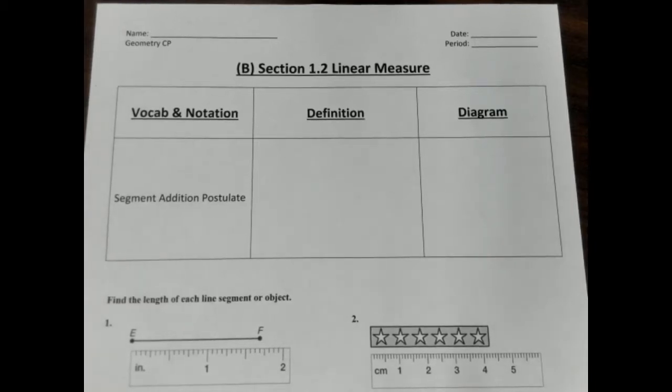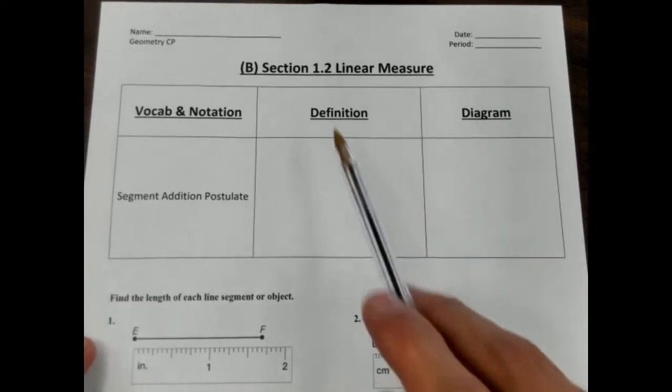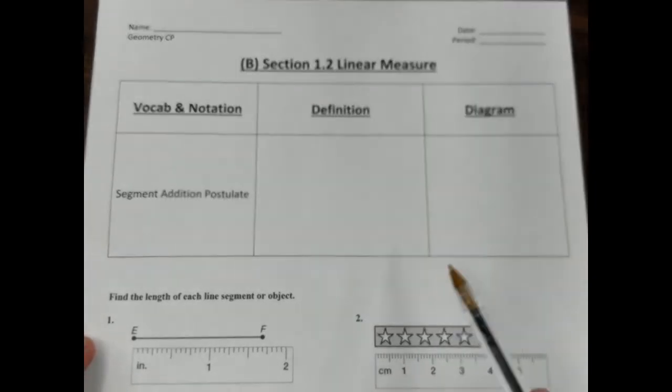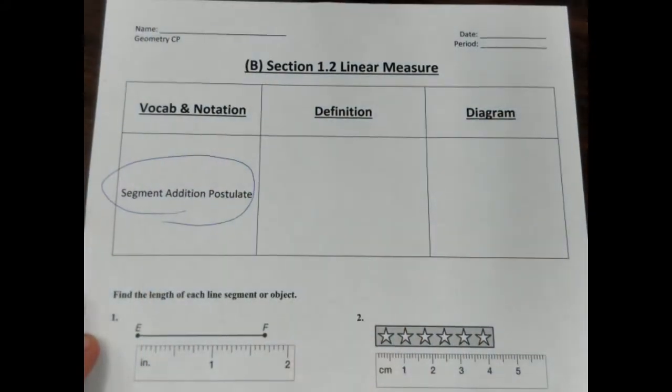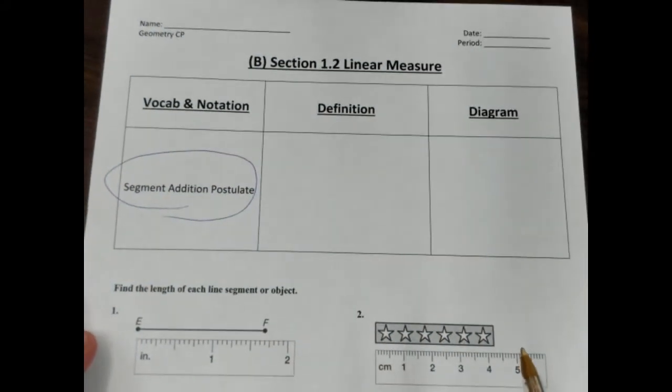Hey everybody, so we're going to be going over the notes for section 1.2, which is linear measure, but we're actually really focusing on the segment addition postulate, okay? And we're going to get right to it.